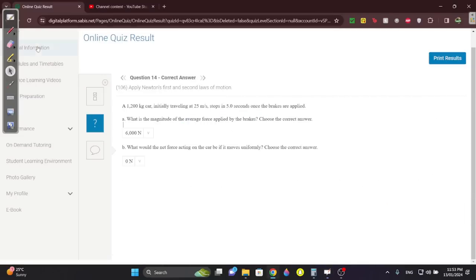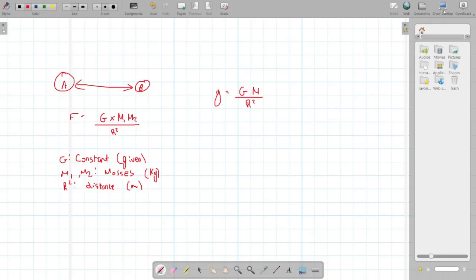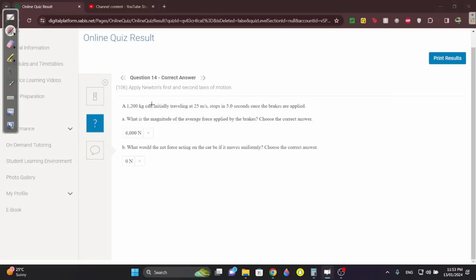Okay, what's the magnitude of the force? Oh, my fault. What's the magnitude of the force? Force equals mass times acceleration. The mass they gave us is 1200, and the acceleration you have to find. How do you find acceleration? Acceleration is velocity divided by time. 25 divided by 5, your acceleration is 5. So 1200 times 5 gives you 6000 newtons.